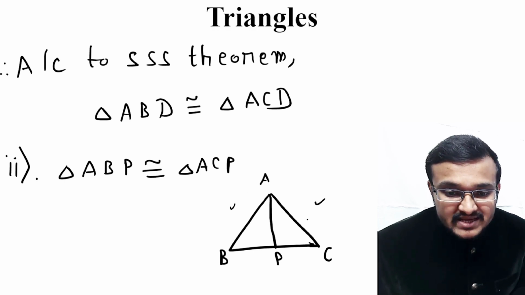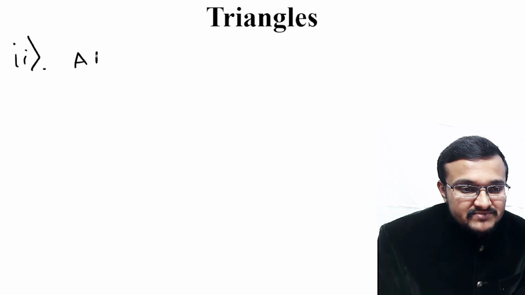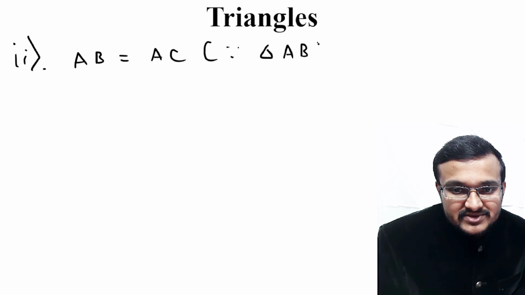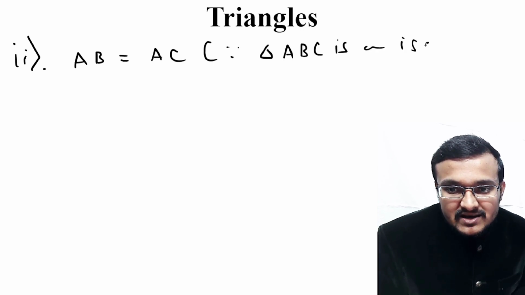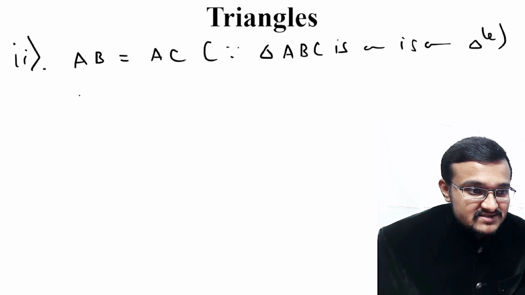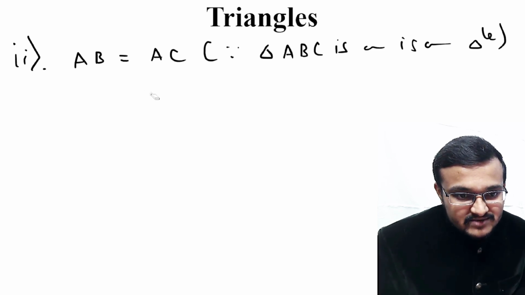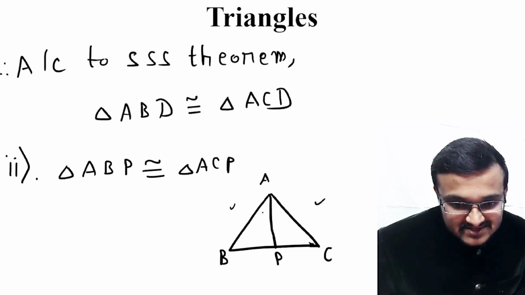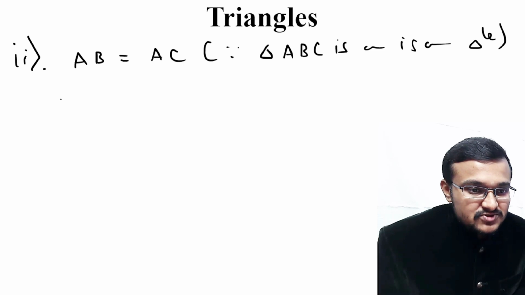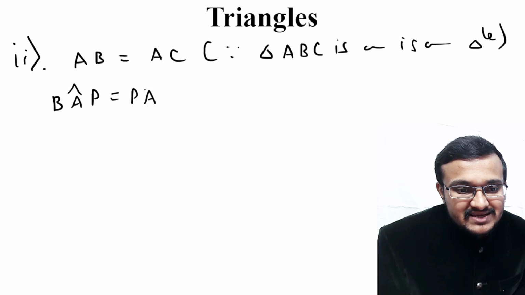Now here AB is equal to AC. We know that. In this second question, AB is equal to AC because triangle ABC is an isosceles triangle. Before considering AP is equal to AP, I will consider the angles. Let us consider these two angles, angle BAP and angle PAC. So angle BAP is equal to angle PAC.